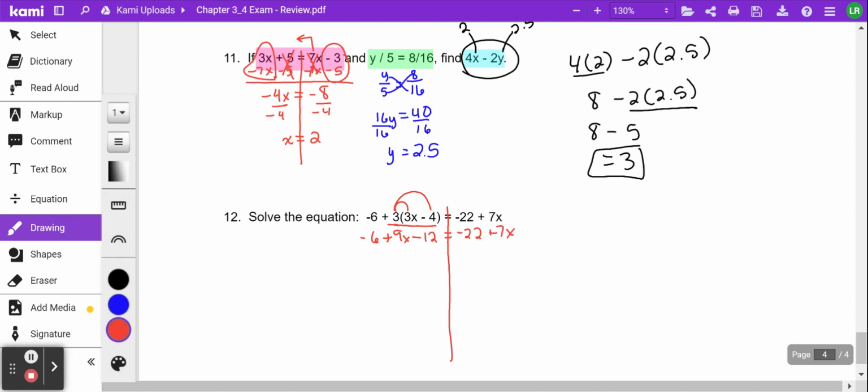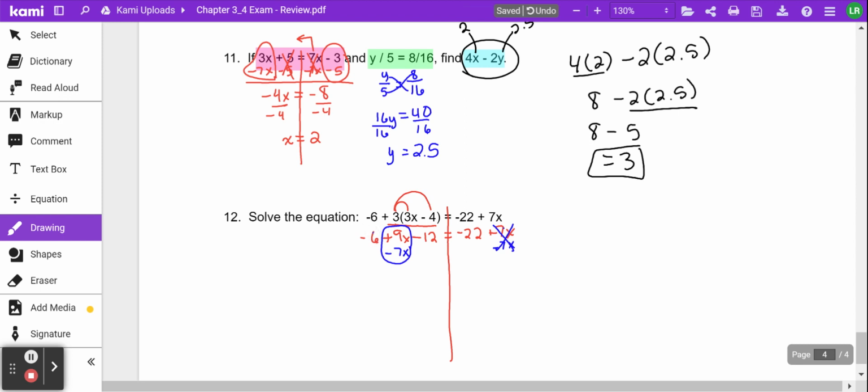Now again, when I look at this problem, I've got to think, where are my x's at? Where are my variables at? And they're on both sides. So I'm going to move my x's to the left. I want to move this positive 7x by going minus 7x. So 7x minus 7x is 0, and all my x's are on the left. Now, I have to move both this negative 6 and this negative 12 to the right side. For the negative 6, I'm going to add 6. For the negative 12, I'm going to add 12.